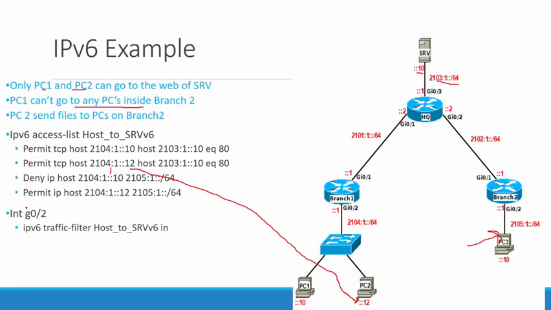And then we want to permit PC2 to go there. Permit IP host 2104:1:12 to this LAN, 2105:1::/64. And again, just notice we use a prefix length instead. If I knew that the files I was sending were going through FTP, I could have done an eq FTP, correct? So that's one thing we could do.